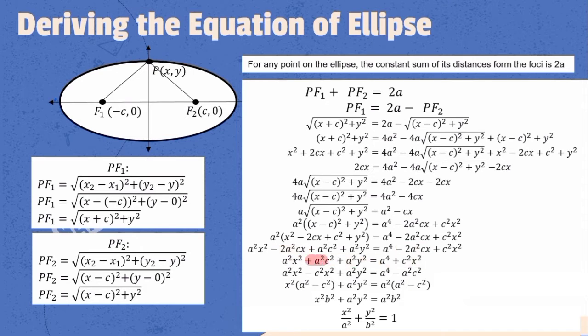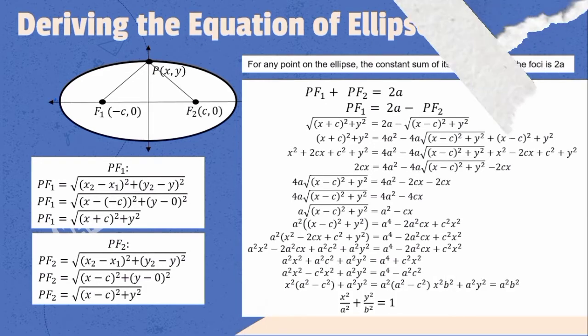Let us now transpose terms from both sides so that we can regroup terms with common factors. The common factor in these two terms is x squared, while the common factor of these two terms is a squared. Now recall that a squared minus c squared is equal to b squared in the Pythagorean theorem. Now dividing each term of this equation by a squared b squared will give us x squared over a squared plus y squared over b squared is equal to 1, which is the equation of the ellipse.